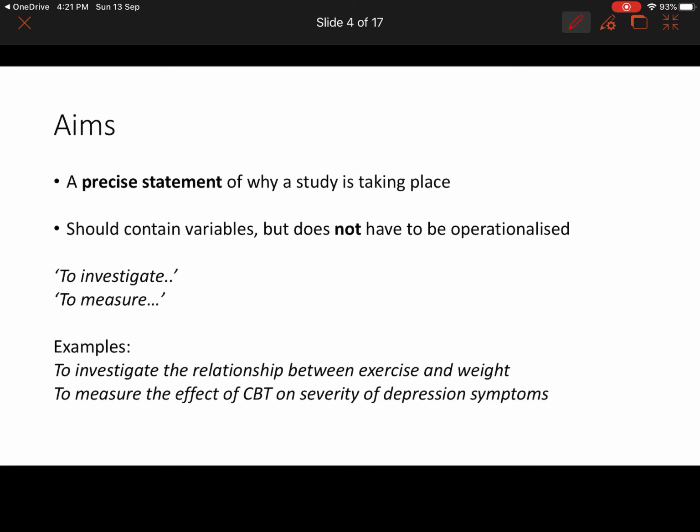So our research aim is a precise statement of exactly why the study is taking place. It's common practice and good practice to include both your IV and your DV in your aim, but note that in an aim, these don't have to be operationalized. It's usually very concise, it's usually just one sentence, and it's usually just the more abstract, non-operationalized concepts. So for instance, if we go back to our previous examples, we had intelligence and happiness. This is what would appear typically in the aim, rather than IQ as measured by the Alfred Binet scale and happiness as measured by the Henry Affect Scale.